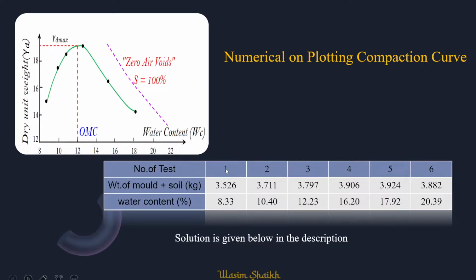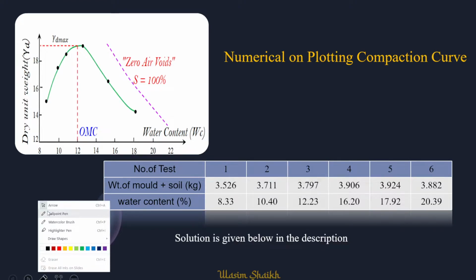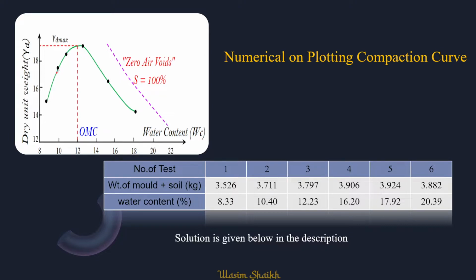Hello everyone. In this tutorial we'll see how to draw the compaction curve, which is also called a moisture curve, and sometimes a moisture versus dry density curve. This is the curve you see in the green color. We will draw it and also determine the optimum moisture content and the maximum dry density.